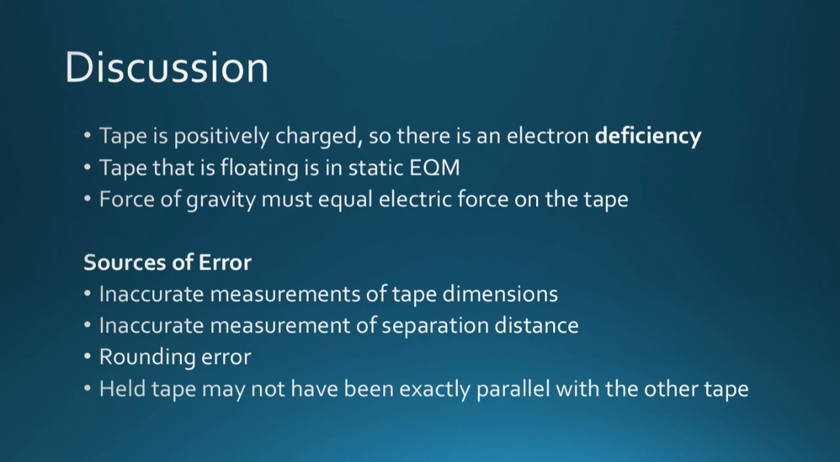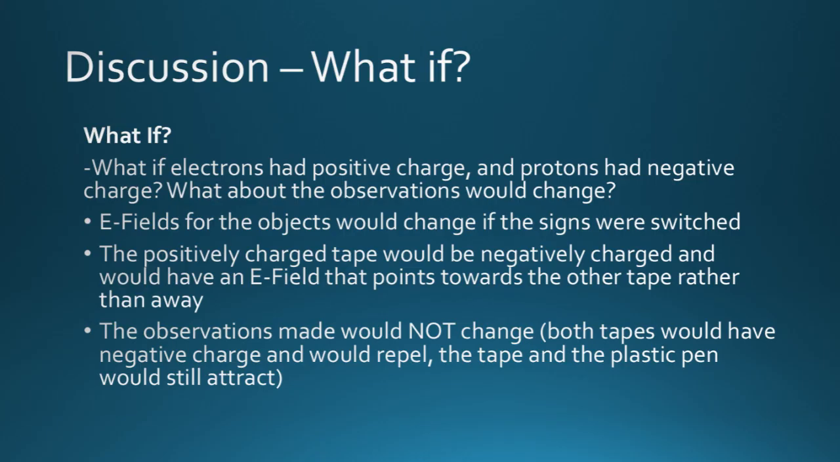So what if the electrons had positive charge and the protons had negative charge? Would the observations change? Yes. The E fields for the objects would change if the signs were switched, and the positively charged tape would be negatively charged, and the E field direction would be switched. The observations made would not change since they would still repel each other, and the plastic pen would still be attracted to the tape.